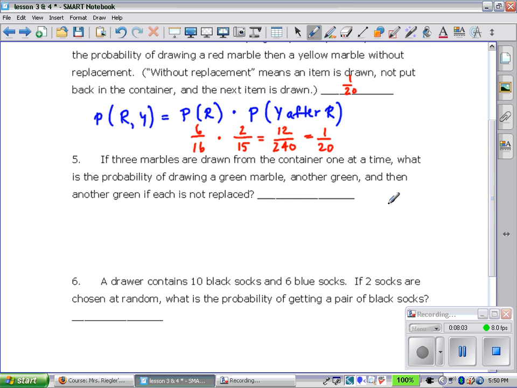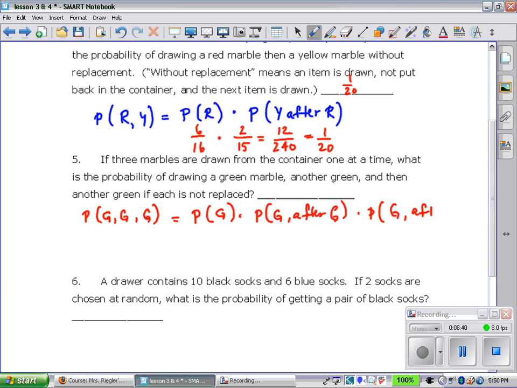Okay, let's try number 5. This is just like number 2, except we're not replacing. So if 3 marbles are drawn from the container one at a time, so draw one, draw another, draw another, what is the probability of drawing a green marble, another green, and then another green if each is not replaced? Okay, so we want the probability of green, green, and green. So we have to take the probability of the green times the probability of a green after a green has been drawn, and then the probability of a green after, really after 2 greens have been drawn.